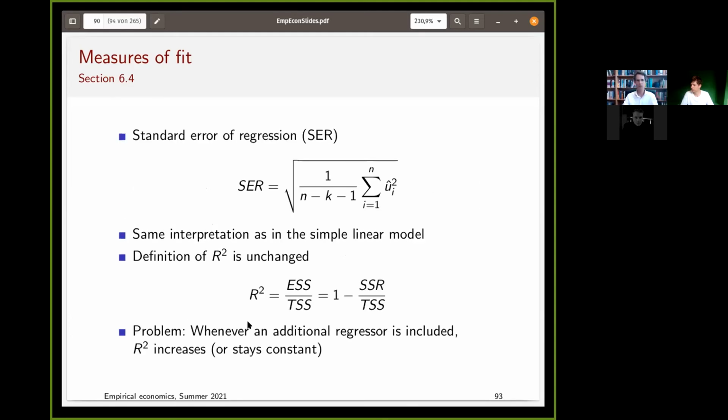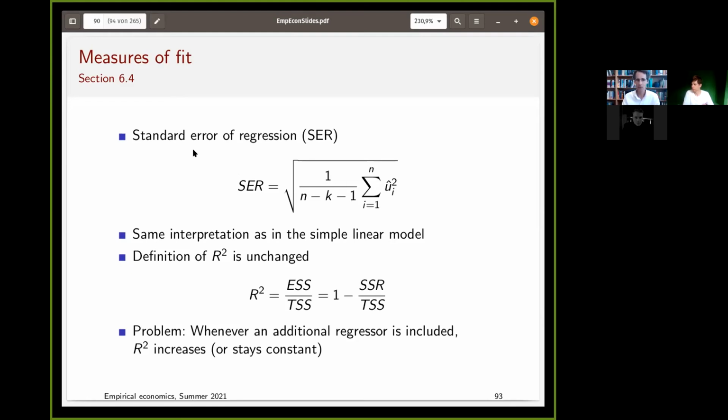So let's start with the standard error of regression. Actually, the term standard error of regression is not always used by all computing packages and all textbooks, so there's some variation in the terminology here, but we just stick to the terminology which is used in the textbook by Stock and Watson.